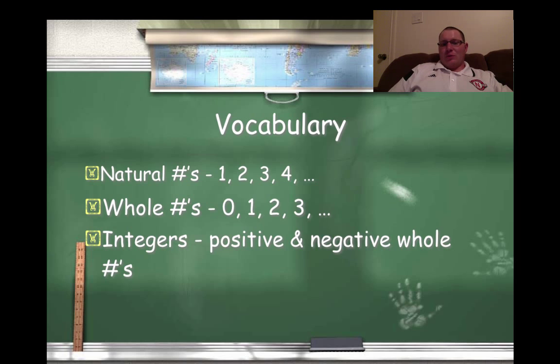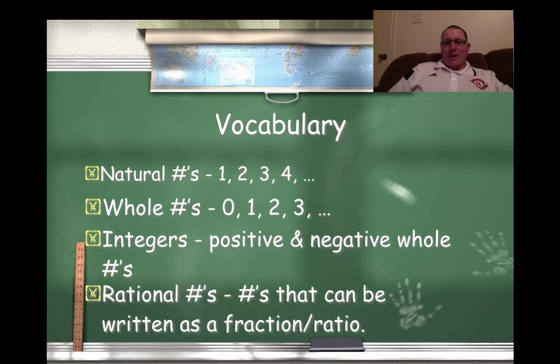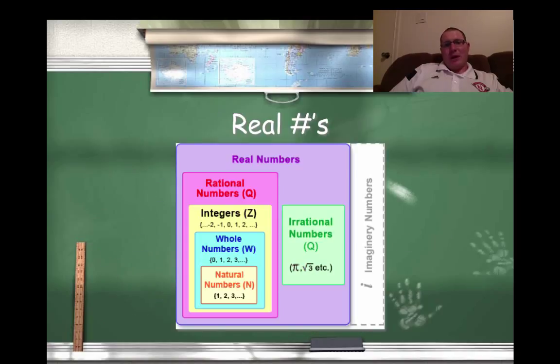The last one is when we start adding in decimals and fractions. This is called the rational number. Rational numbers are numbers that can be written as a fraction or a ratio. This is 1/3. This is 2/5. This is 1/2. All of those fractions can be written as a rational number. Let's go through a few examples. Before we do that, we need to look at the real number system.